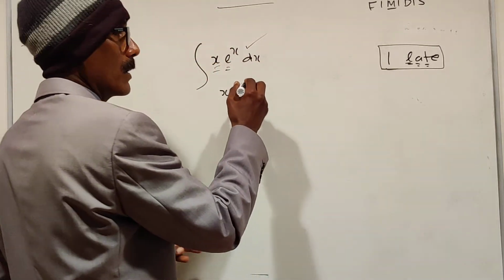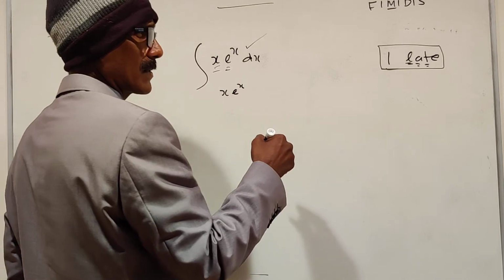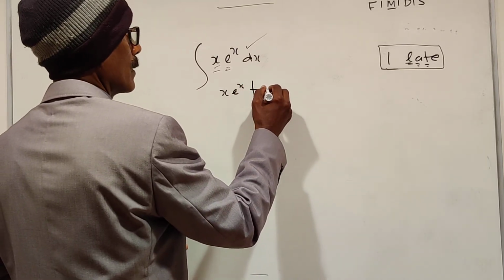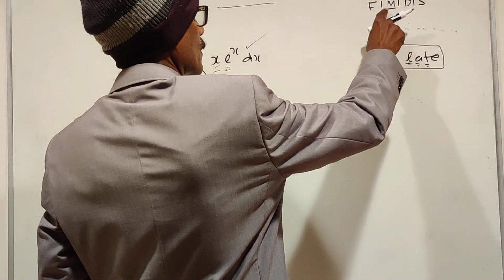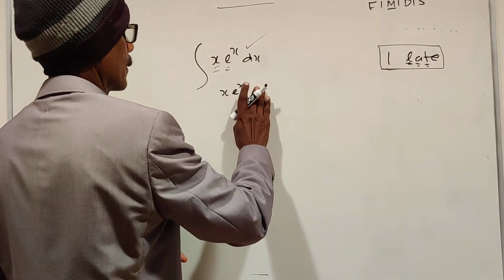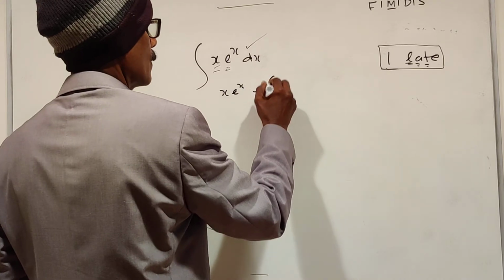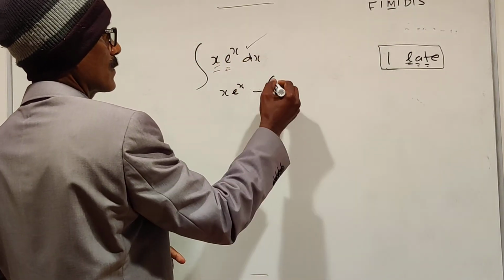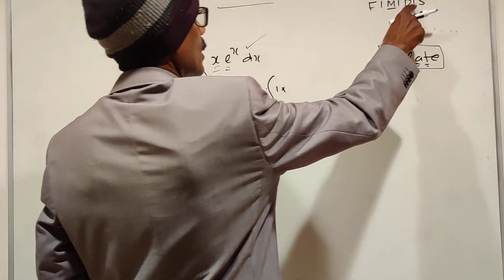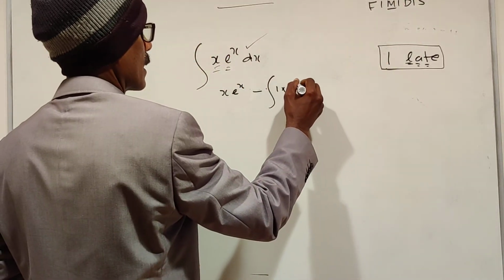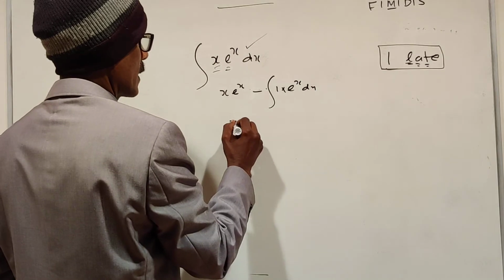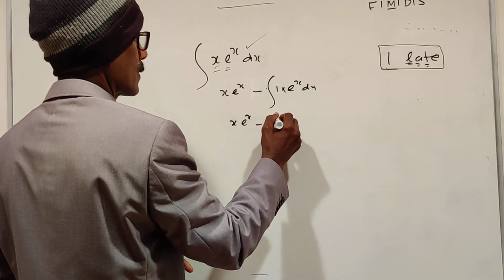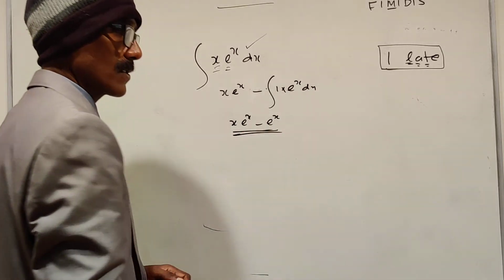Okay, we derived this in the previous class. Plus, first function times the integral of second, minus the integral of the derivative of the first function. What is the derivative of x? 1, times the integral of second, e raised to x. So x e raised to x minus the integral of e raised to x, which is e raised to x. So this is the answer.